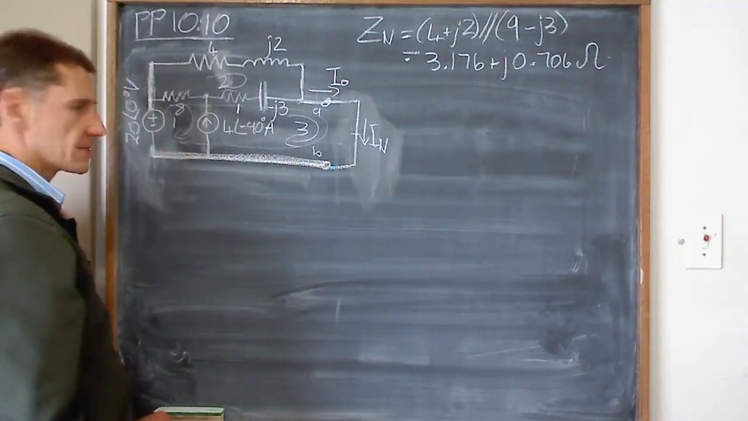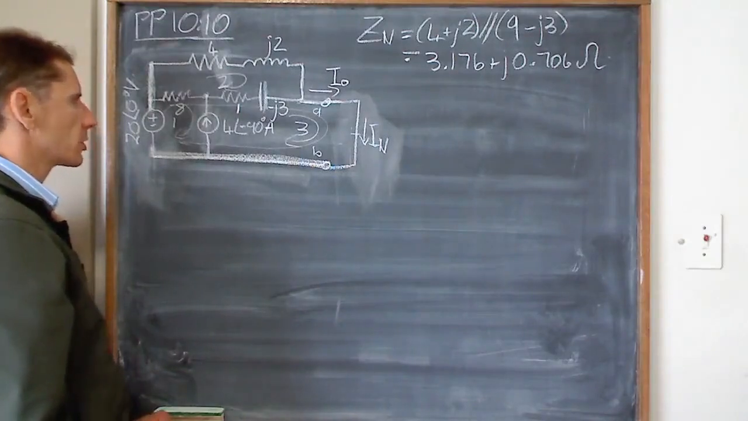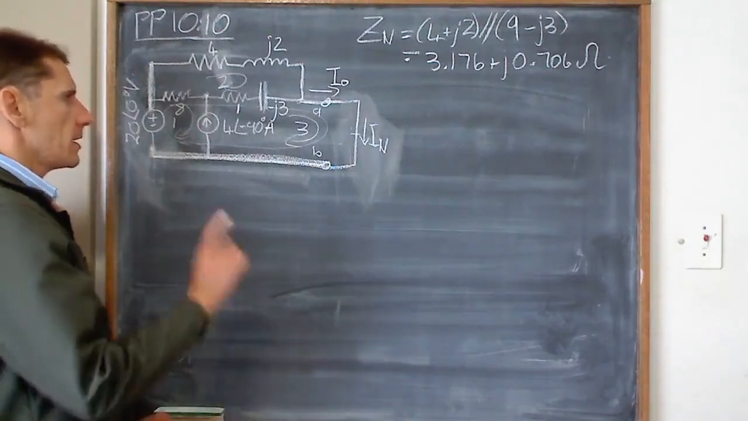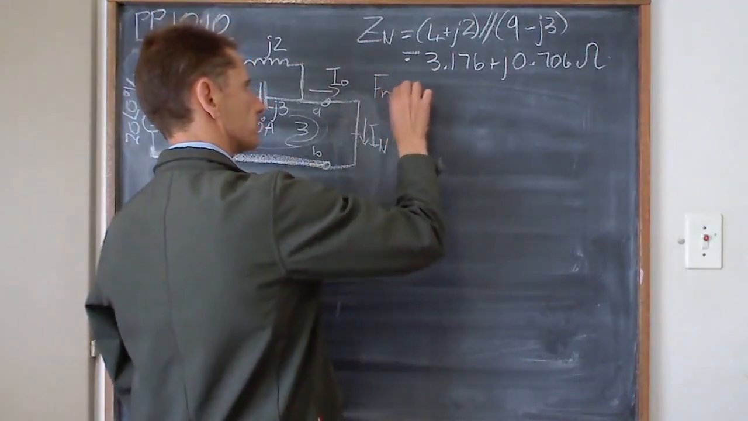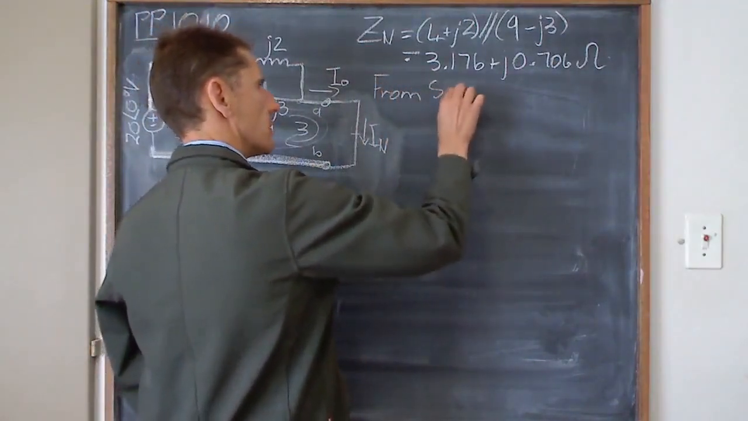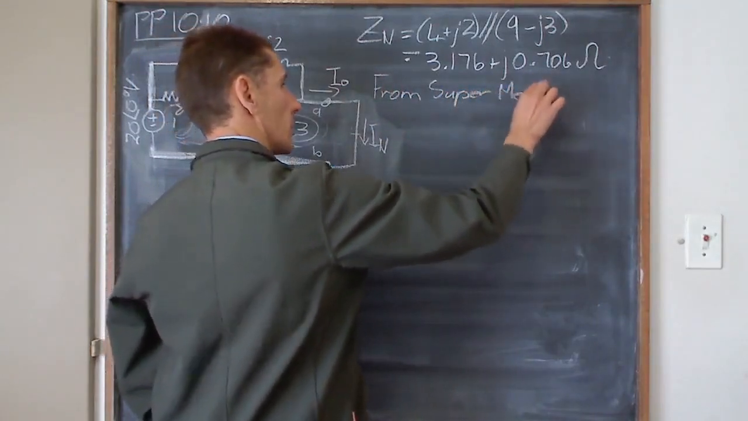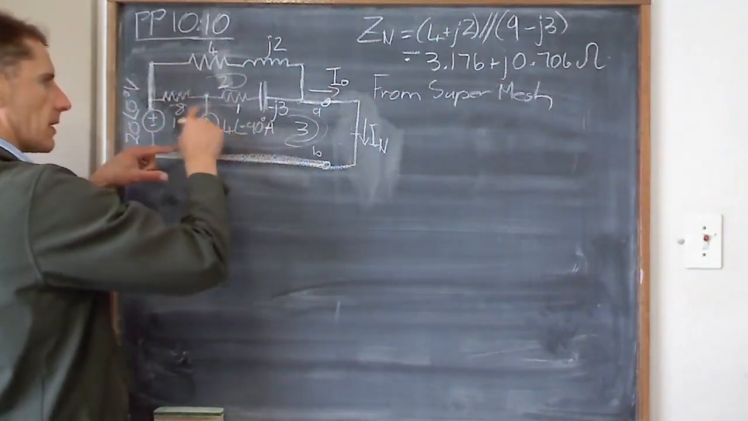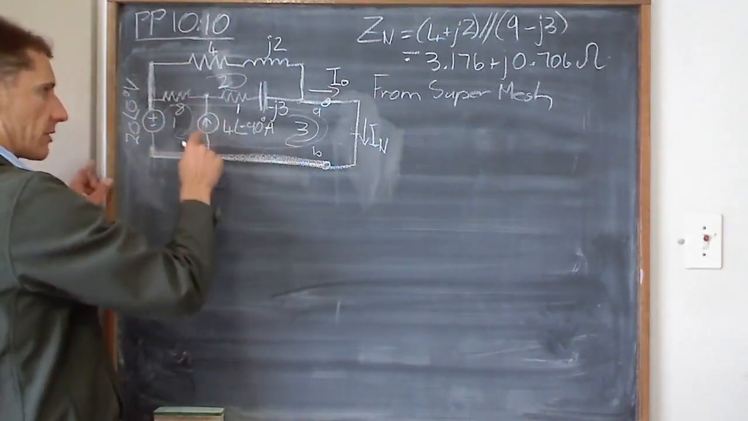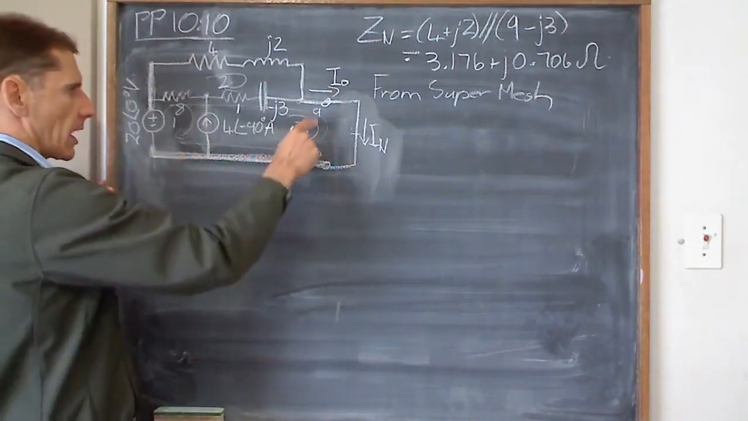Okay, so I think let's go for the mesh analysis. This, I think, will be a good exercise. Okay, from the super mesh, so I'm going to write this over here, from the super mesh. Okay, and why do I know it's a super mesh? Because these two meshes share a current source. But from that, you can now write an equation.